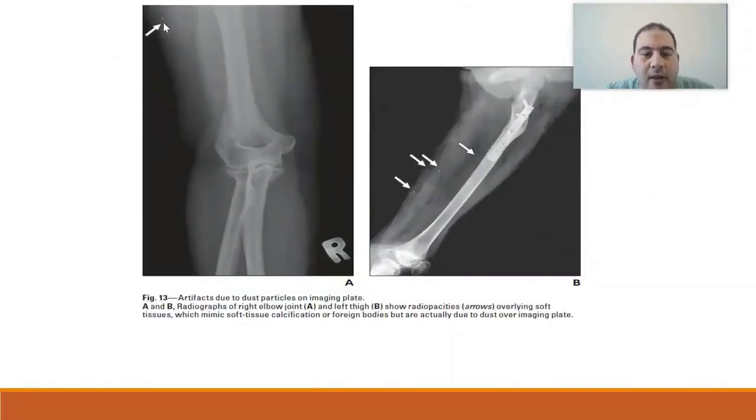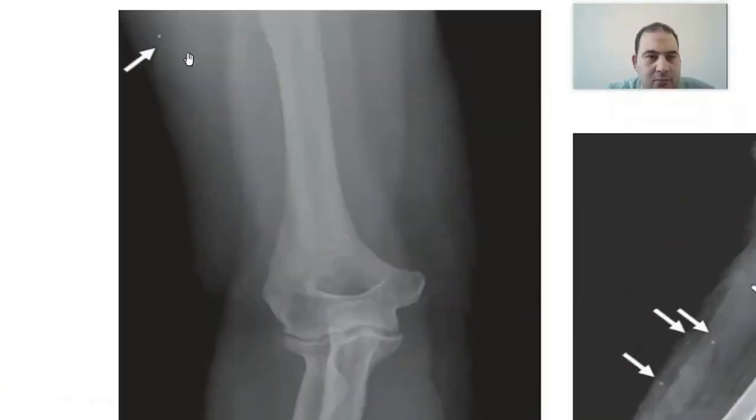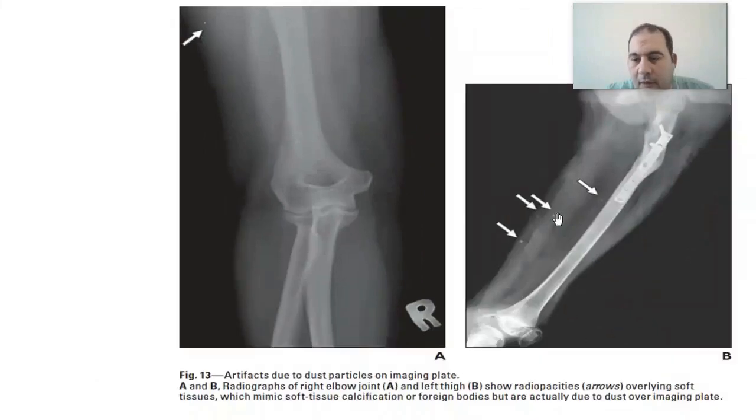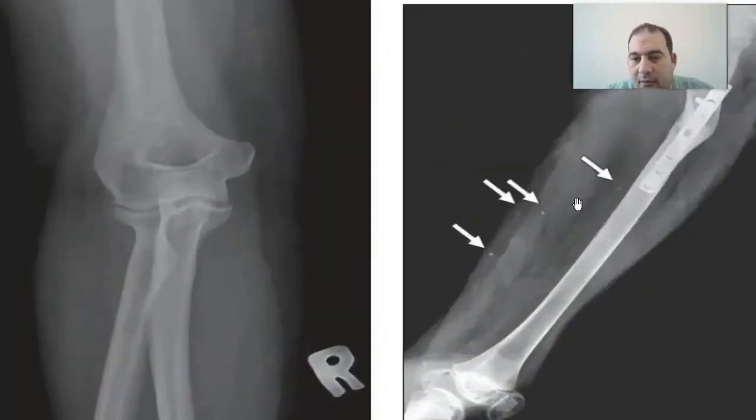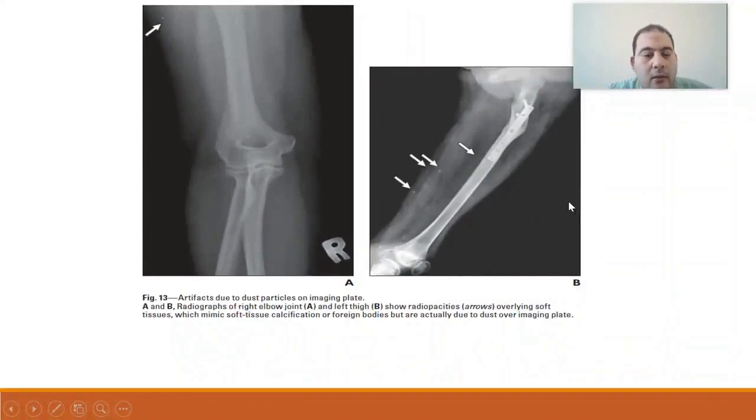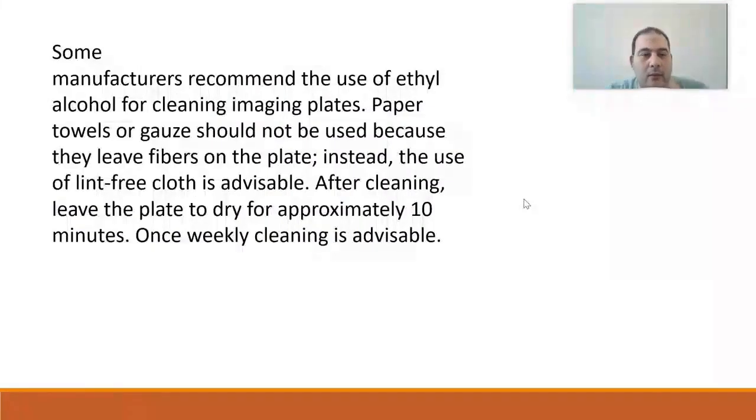Like this, here is a white spot. I don't know if it definitely appears visible for you or not. Here are dots. This is indeed a result of dust present on the imaging plate itself. The cleaning should be done at least once a week with alcohol and left for about 10 minutes to dry. This cleaning should be done without using tissue or anything that could leave residue, as it can create artifacts during imaging and lead to misdiagnosis.